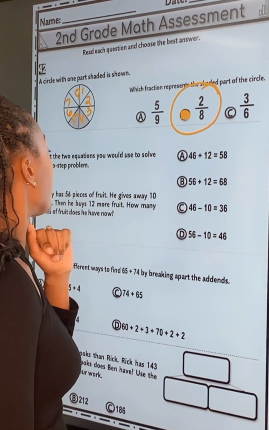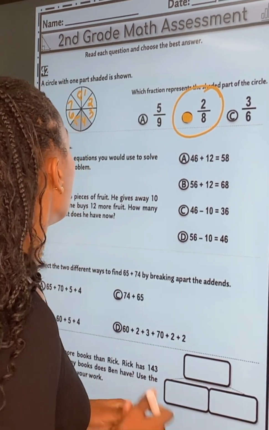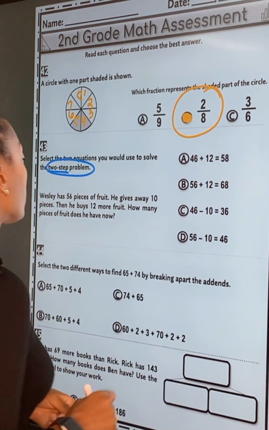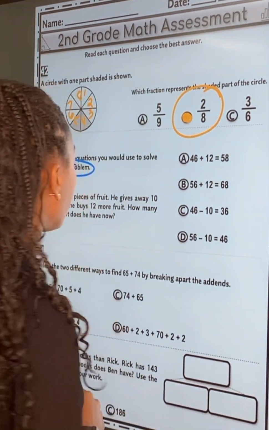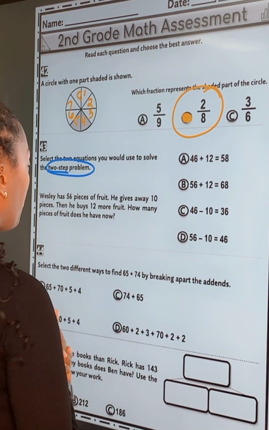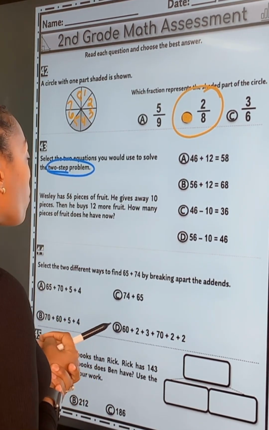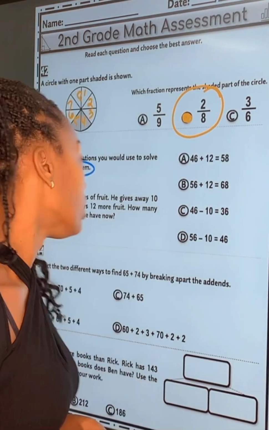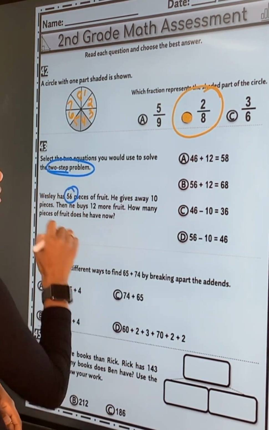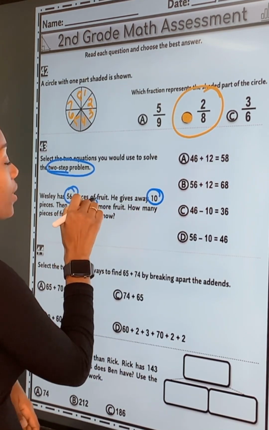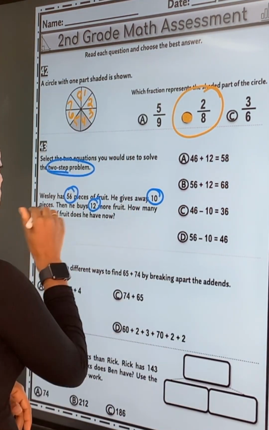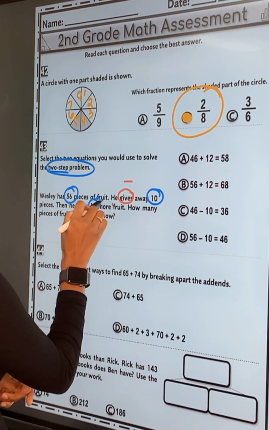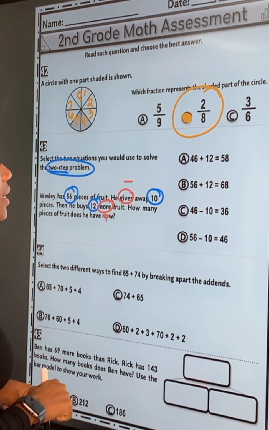Number 43 says select the 2 equations you would use to solve the 2-step problem. So we know it has 2 steps. Wesley has 56 pieces of fruit. He gives away 10 pieces. Then he buys 12 more fruit. How many pieces of fruit does he have now? So first I use my math strategies and I circle the numbers that I'm working with. Then I look for my keywords. Gives means that it's being taken away. More here means that something is being added.